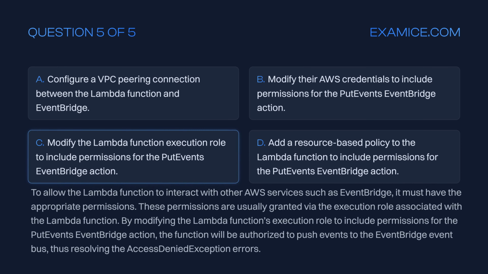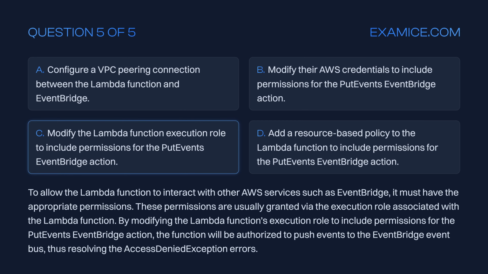The answer is option C. To allow the Lambda function to interact with other AWS services, such as EventBridge, it must have the appropriate permissions. These permissions are usually granted via the execution role associated with the Lambda function. By modifying the Lambda function's execution role to include permissions for the PutEvents EventBridge action, the function will be authorized to push events to the EventBridge event bus, thus resolving the access denied exception errors.